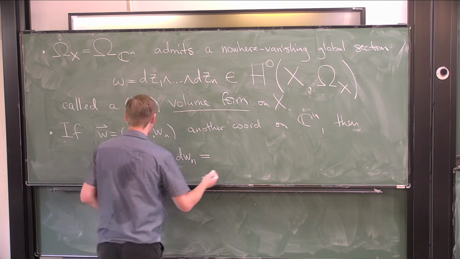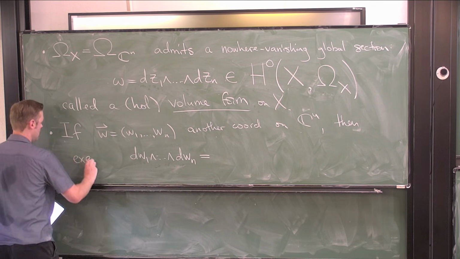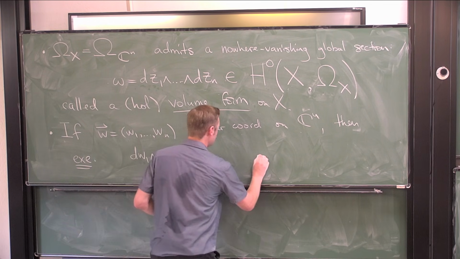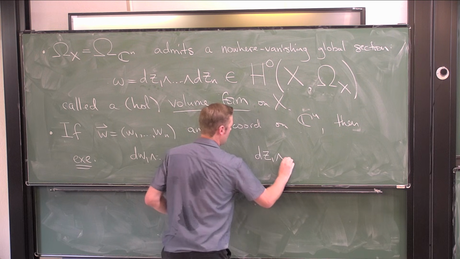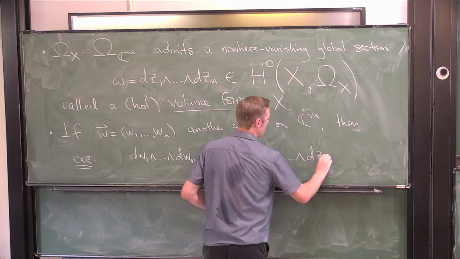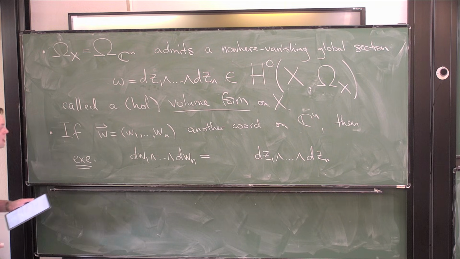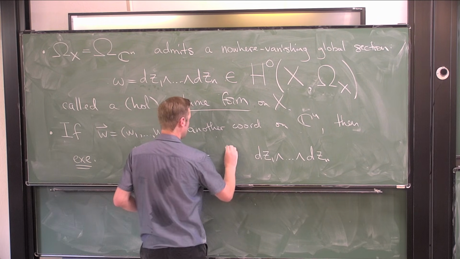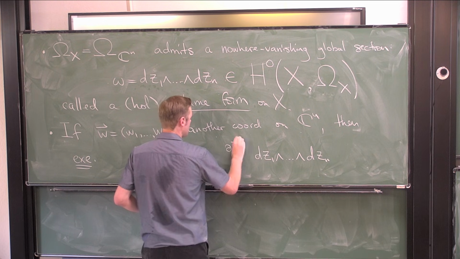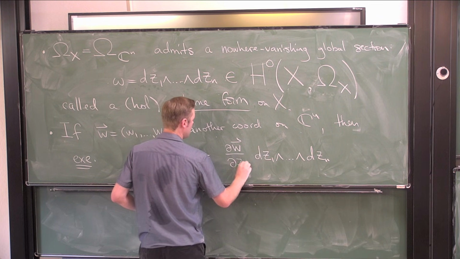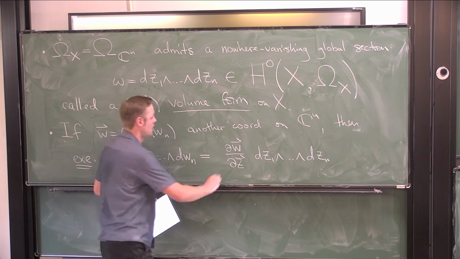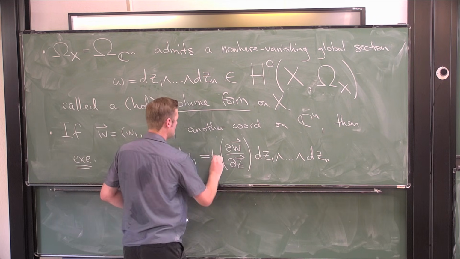So one thing you can check, maybe as an exercise, is that the way it relates to the volume form in the z coordinate is that you get the Jacobian determinant out of it. So you have dw by dz, that's my notation for the Jacobian matrix, and then you just need to take the determinant of that.